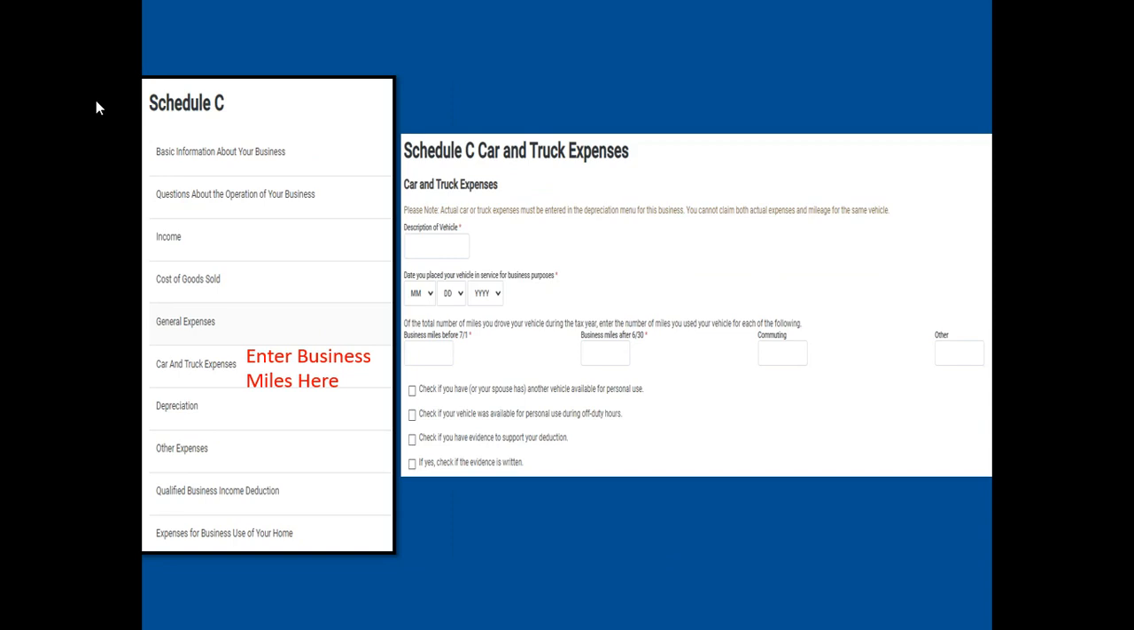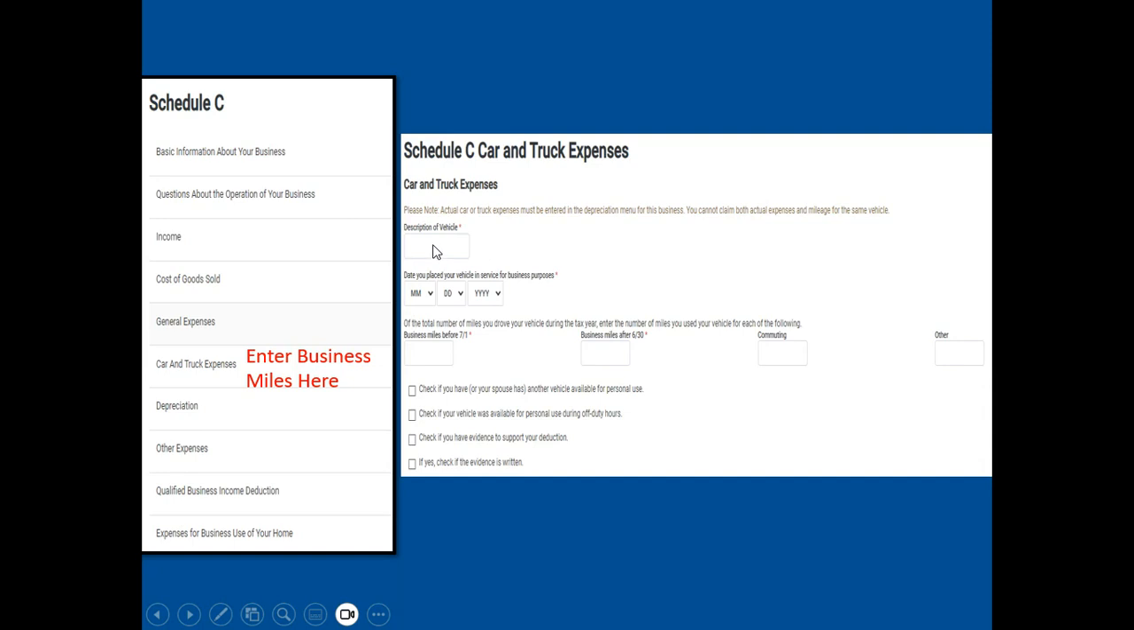For our miles, this screen is wrong. This is actually from a previous year. We only have one box for business miles. It's for the whole year. We don't have this box here in the middle. There's a place for commuting and then for other miles. That would be your personal use.